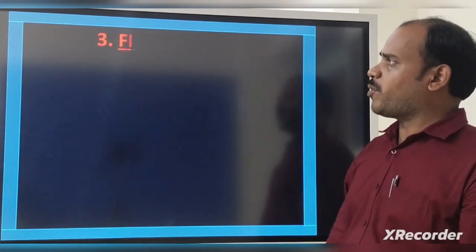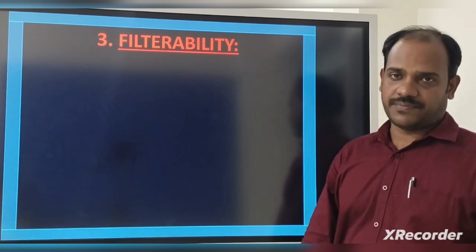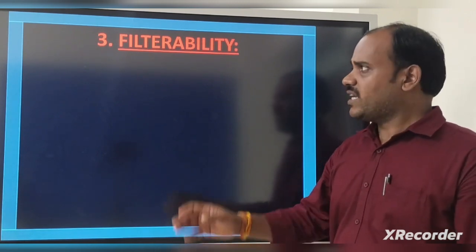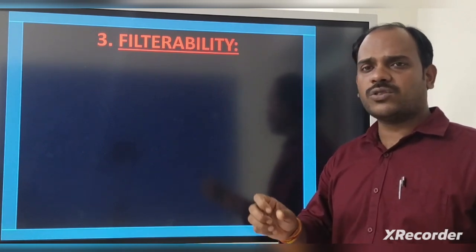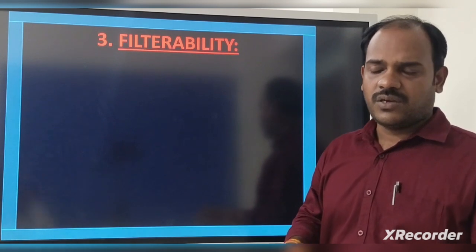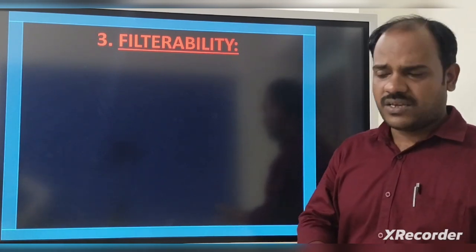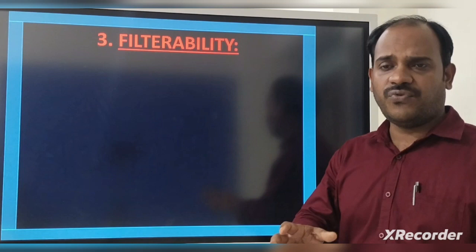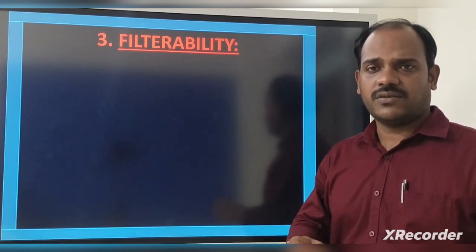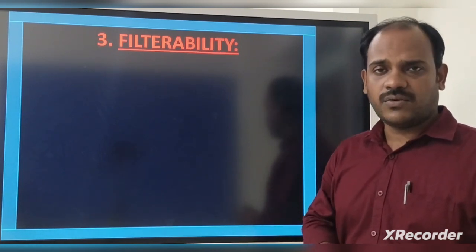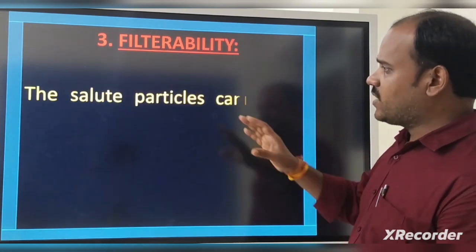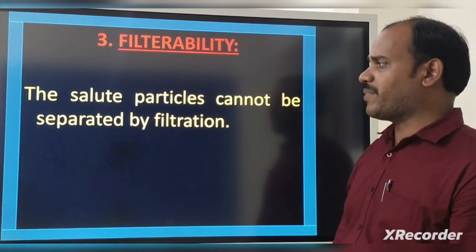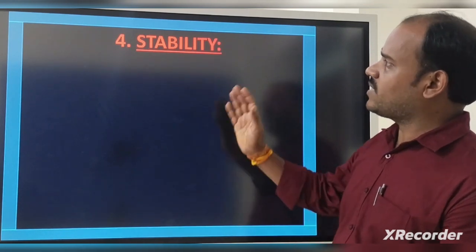Now, third property, it is filtrability. Filtrability means we cannot filter the colloidal solution by ordinary filter paper, by cloth or by any simple means. You have already experienced we can't filter milk from cloth or the filter which you use in tea. We can't filter the milk. So that's why the solute particles cannot be separated by filtration. Got it?